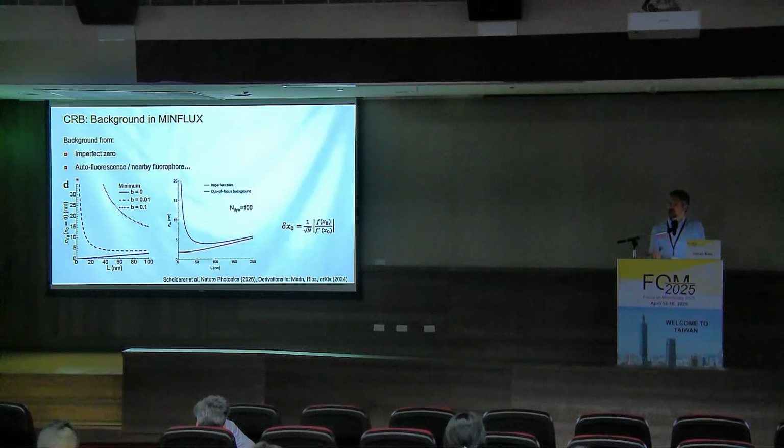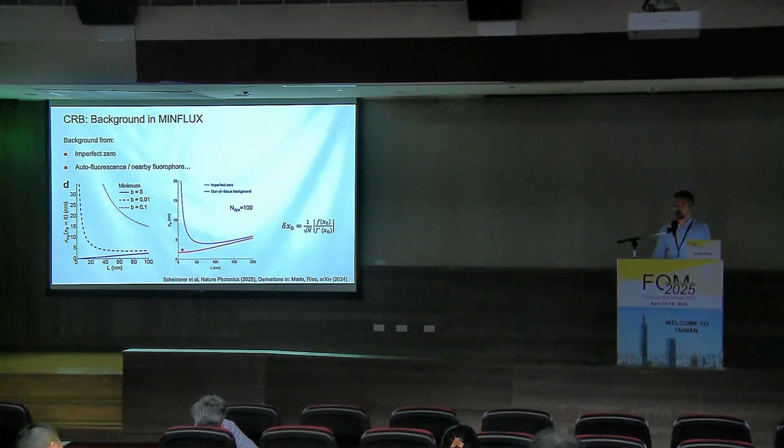But a background can also come from autofluorescence, from nearby dyes and so on. And the difference is that this background doesn't come from the photon budget from our dye. What it does, however, is that it increases the intensity here without increasing the slope of the point spread function, and therefore we have this limited resolution even for very small L.